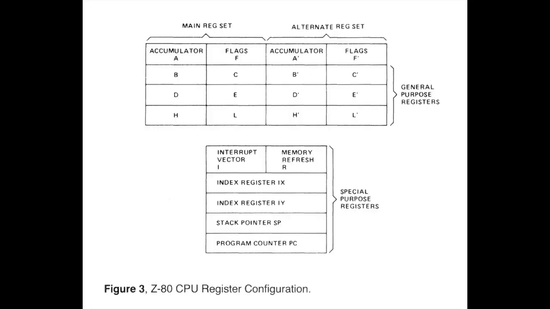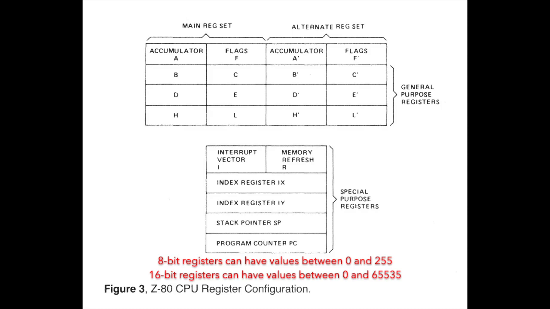And for those interested, I'm going to include here at the end some information on the Z80 CPU register configuration. The main register set, A and F, B, C, D, E, and H, L, are each individually 8-bit registers, but they can be used as pairs: BC, DE, and HL. The 8-bit registers can have values between 0 and 255, and the pair types, BC, DE, and HL, are 16-bit registers that can have values between 0 and 65535.